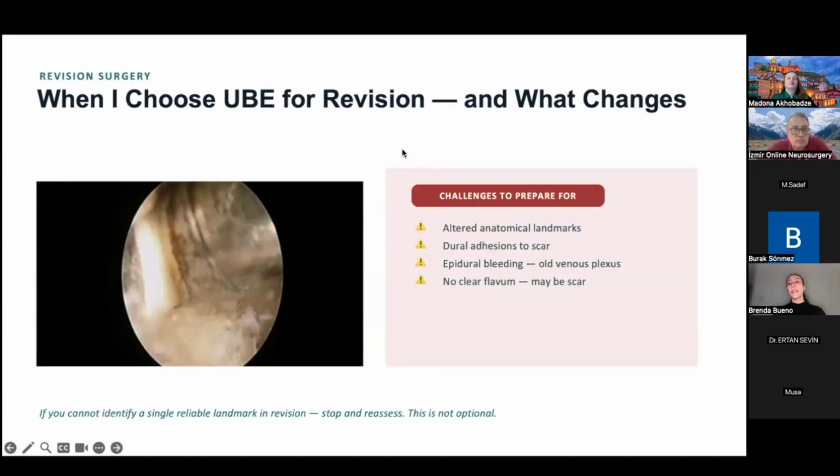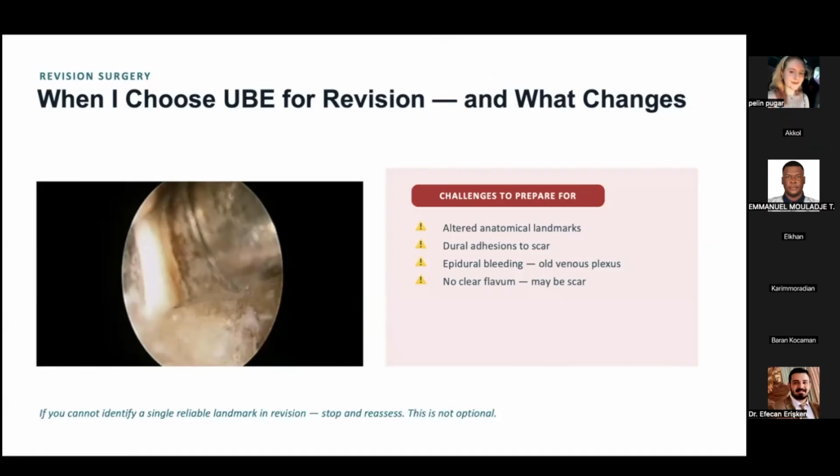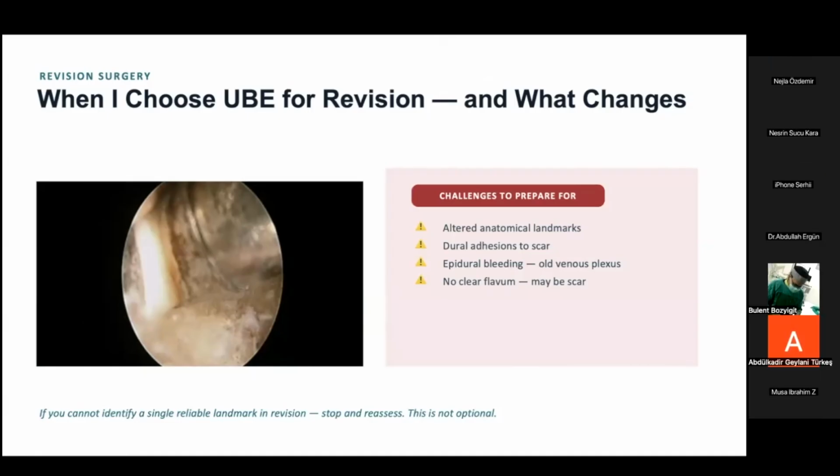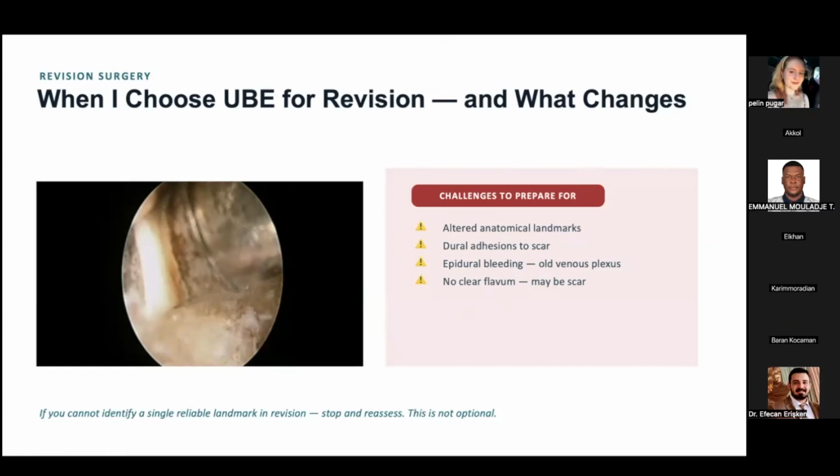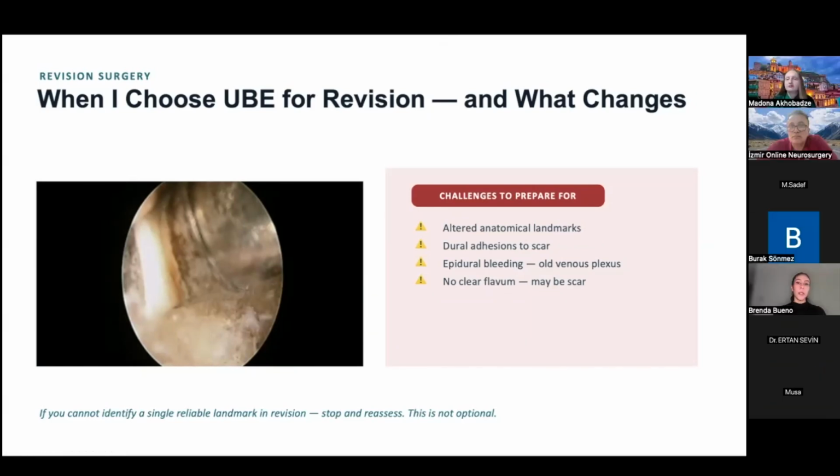Another thing for which I use UBE a lot is when I have to do a revision, because the endoscope gives you more visualization, and you control the bleeding more, the venous plexus or the new one. Here you have a lot of scar tissue, fibrous tissue, and the challenge you have in these cases is altered anatomical landmarks. Sometimes you see only fibrous tissue and you can't see normal tissue. So you study this before and are prepared when you start.